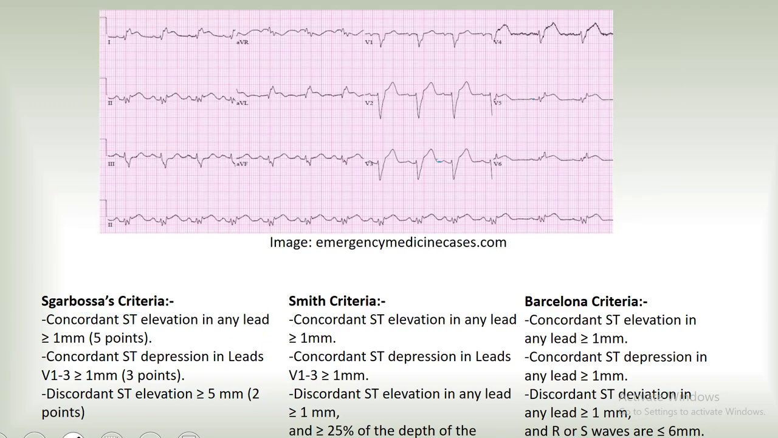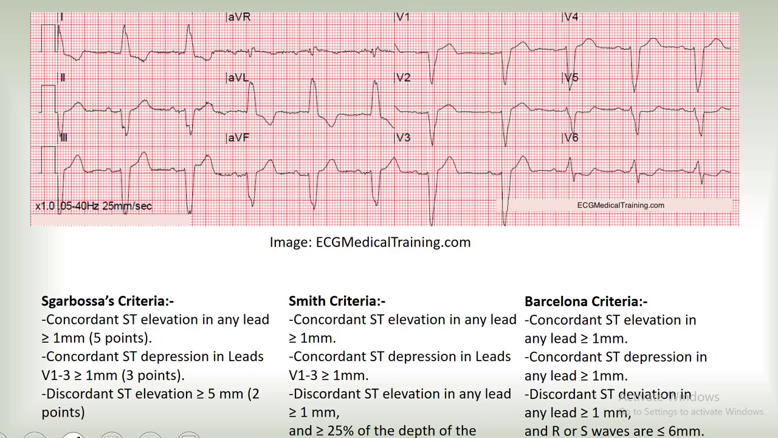If you look at this ECG with left bundle branch block, we do have discordant ST elevations, but because these ST elevations are less than 5 millimeters, you cannot apply the Sgarbossa criteria. But on lead V3, the depth of the S wave is about 10 small squares. That would be 10 millimeters. 25% of that is 2.5 millimeters. And if you look at the ST elevations, they're about 3 millimeters. So this basically establishes the third point in the Smith criteria, and then you can diagnose a STEMI.